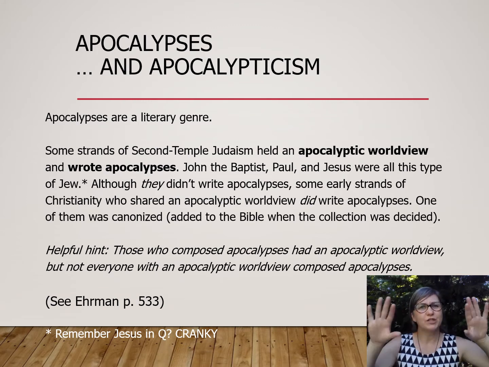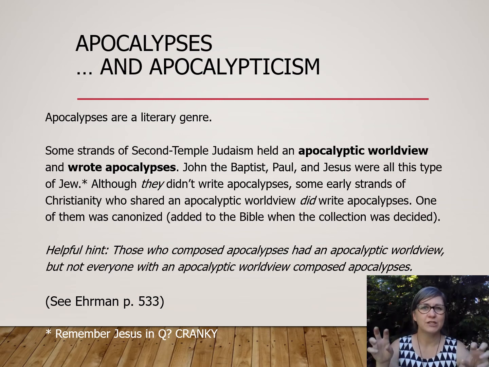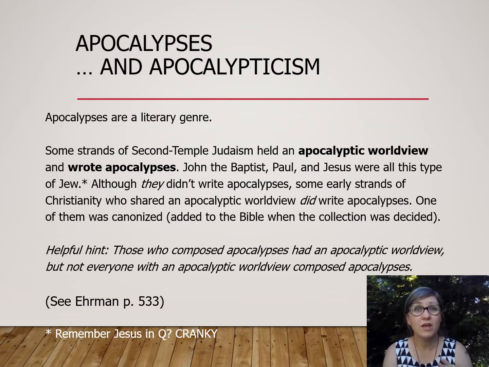So there are two different words that are mentioned in your textbook and that I'm going to use here. One of them is an apocalypse, and one of them is apocalypticism. So the apocalypse is the end of the world, but an apocalypse in terms of literature is a genre. An apocalypse is a literary example that falls within a certain pattern of writing. It's a type of book.